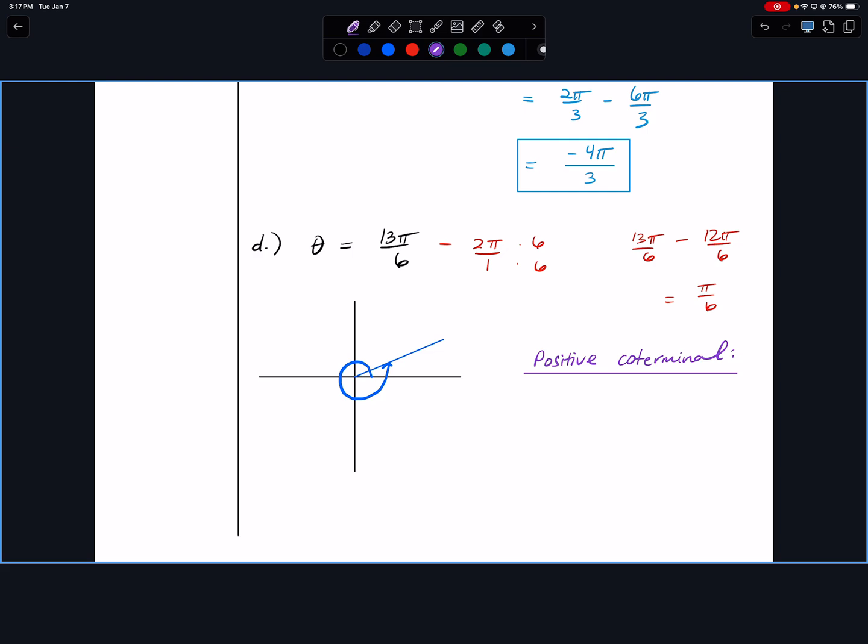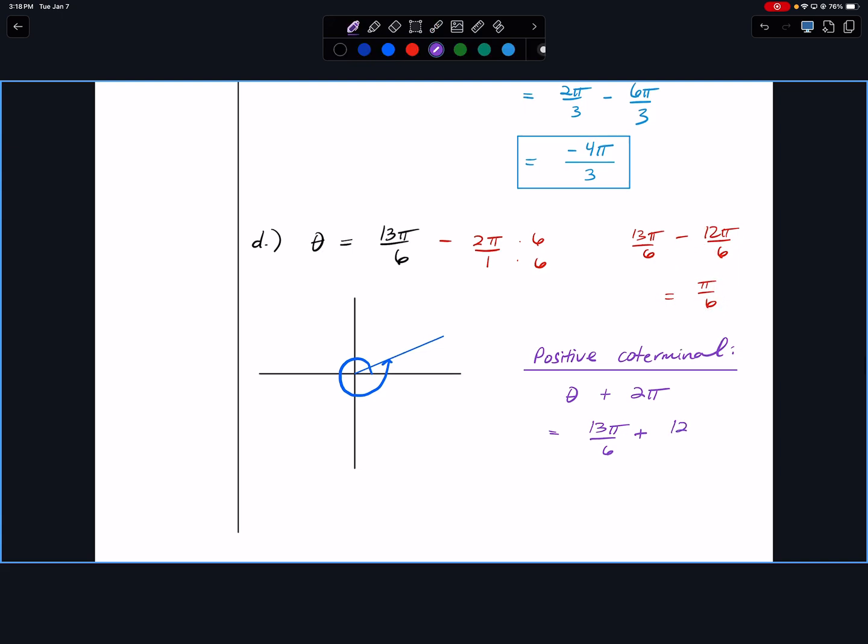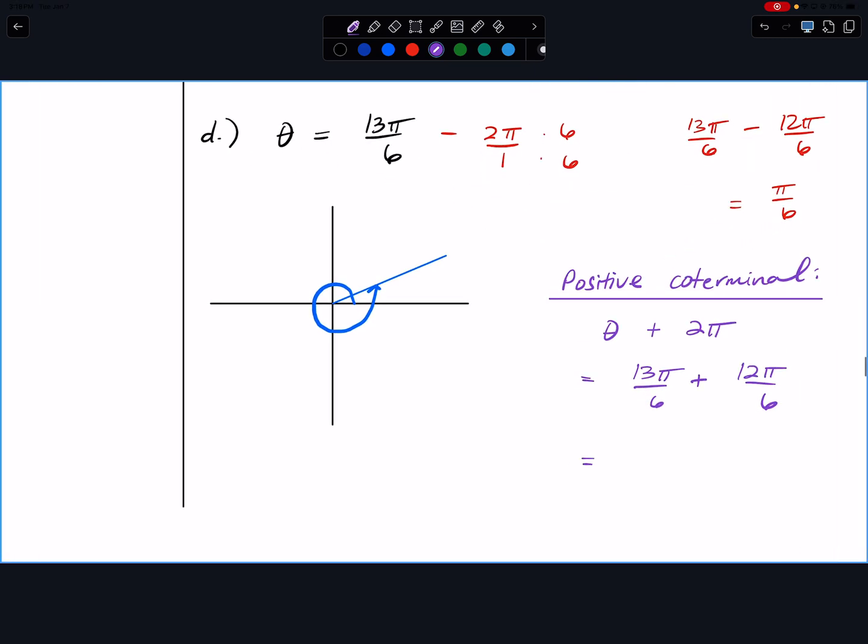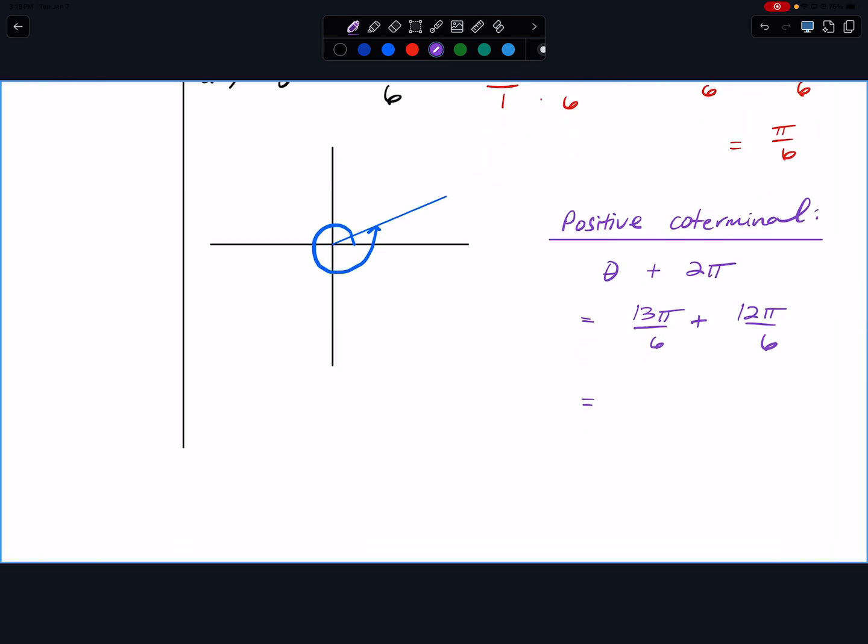All right, let's find a positive and a negative coterminal angle. So theta plus 2 pi is going to be 13 pi over 6 plus, we know that 2 pi is the same thing as 12 pi over 6 from this math right here. So if I simplify this, guys, what's this going to be? Anybody? What's 13 plus 12? 25. So 25 what? 25 pi over 6.